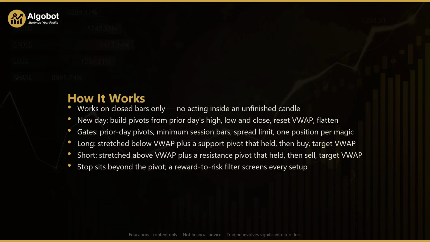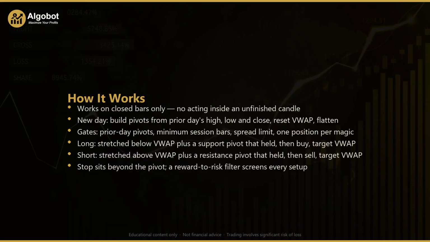Now the core setup. For a long, the strategy detects two things at once. Price must be stretched at least the minimum stretch multiple of ATR below VWAP, a genuine overextension to the downside. And on that same bar, price must have dipped into a support pivot, the first support or, failing that, the second, but then closed back above it, showing the level held. When both align, the EA signals a buy at the ask, sets the take profit at VWAP, the mean reversion magnet, and places the stop a multiple of ATR below the pivot that held.